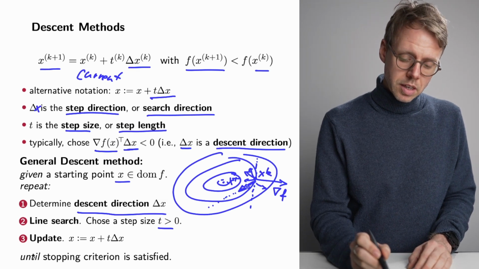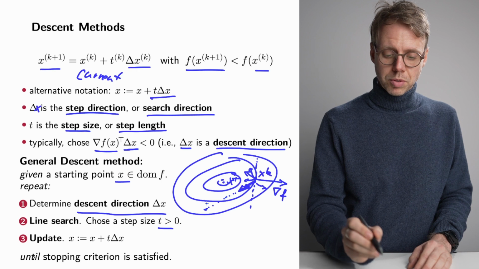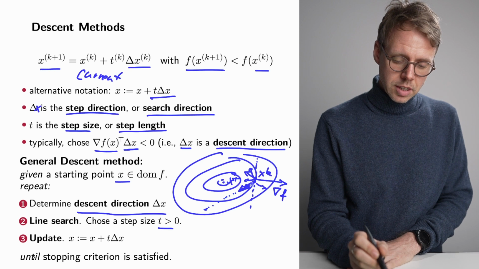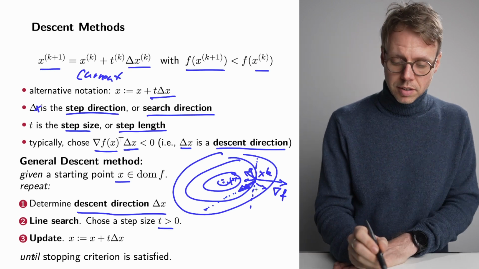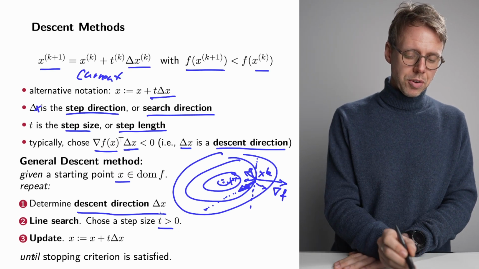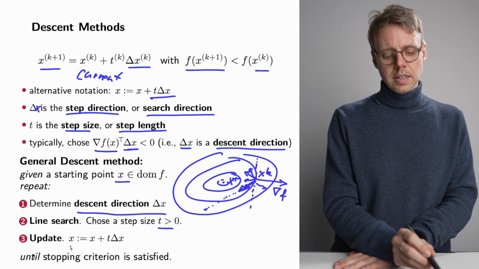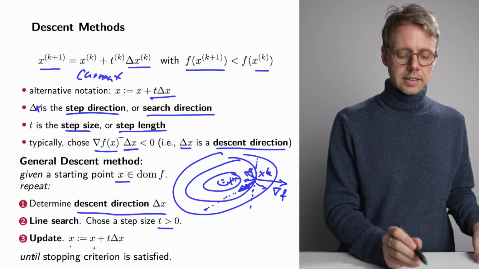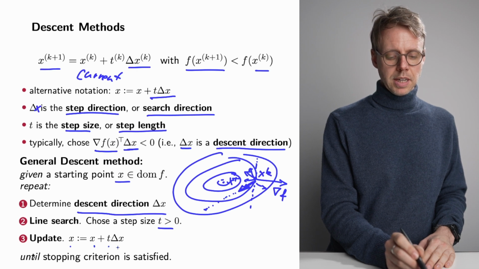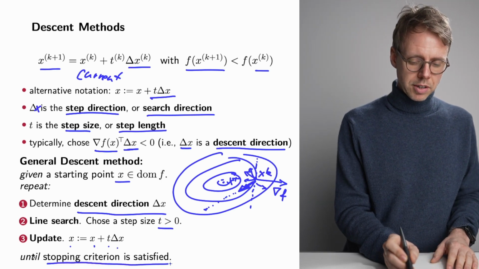And you can see that if we choose our step size too large, we would not be guaranteed to decrease the function value, but at some point we might overshoot and increase it. Whereas if we choose the step size too small, then we would make very small steps. But once we have found a good step size, we would perform an update. So we would set the value for x to the current value of x plus the step size times the descent direction. And we would iterate until some stopping criterion is satisfied.